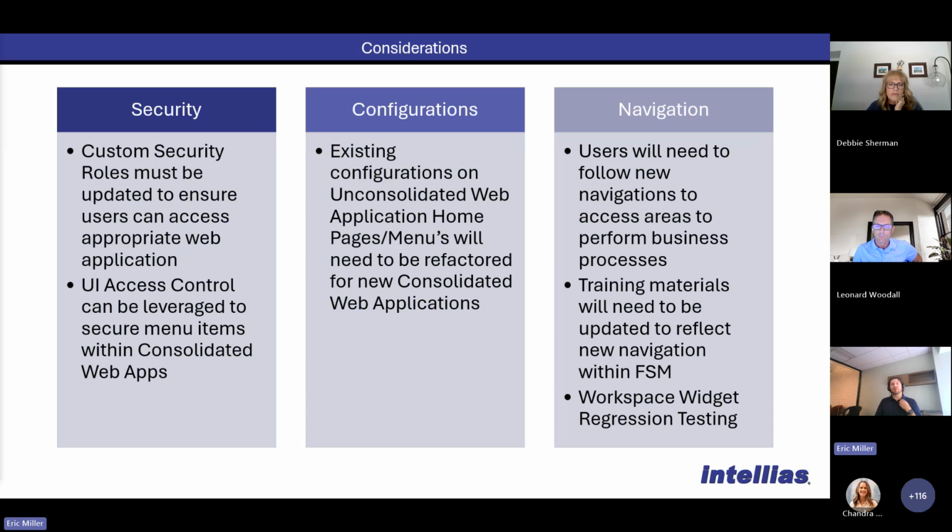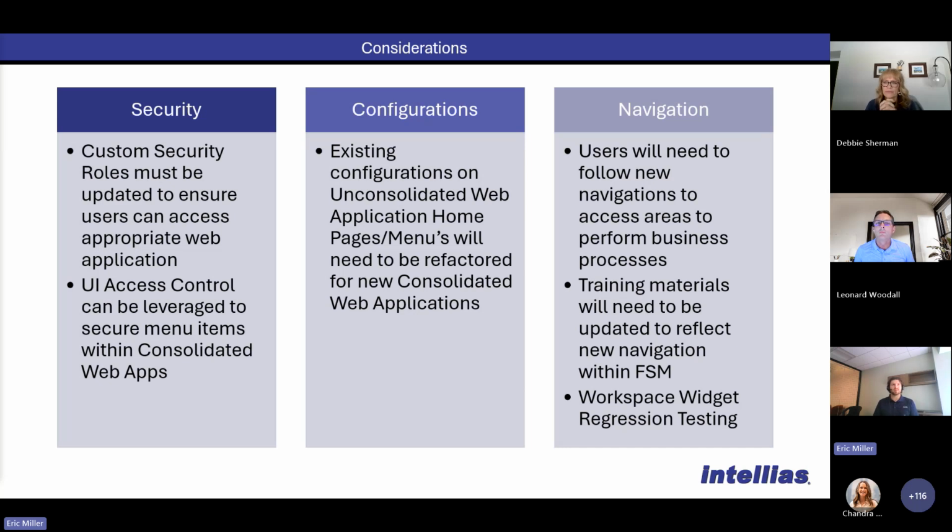So what are some considerations of enabling these consolidated web apps? Why is this important? The biggest thing is security. If you're an organization that has custom security roles, there are not going to be any pre-delivered UI access control policies for that custom security role to access any web application. Because of that, we need to go ahead and set up those policies, review your custom security role setup.